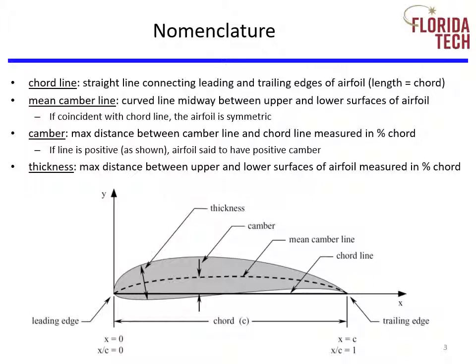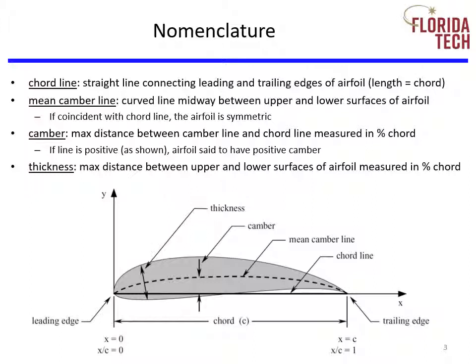The camber is the distance between the mean camber line and the chord line measured perpendicular to the chord line. The maximum camber is the maximum distance between the mean camber line and the chord line and is expressed in terms of percent chord. When referring to airfoils, the maximum camber is often just referred to as simply camber.